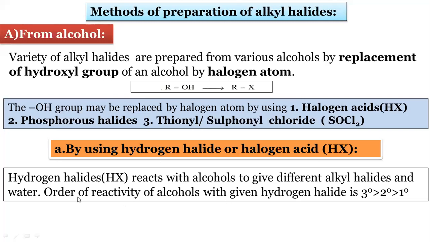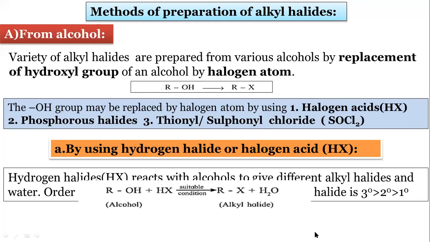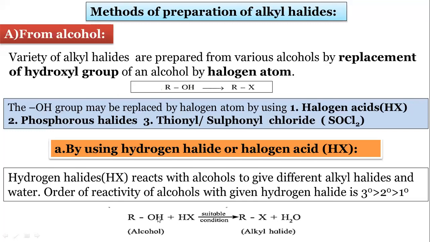Then the order of reactivity of alcohols: tertiary alcohols react fast, then secondary alcohols, and then primary alcohols. Because the carbocation, carbon having the positive charge, becomes more stable, tertiary alcohols react very fast. Then secondary, and last one is primary alcohols. ROH plus HX and suitable condition. This is the general reaction shown, how the halogen acid reacts.